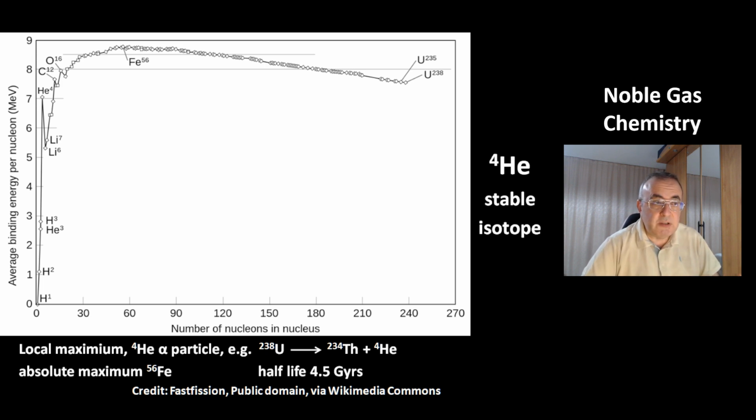The helium-4 isotope is also the alpha particle. Many radioactive isotopes emit alpha particles. For example, uranium-238 decays to thorium-234 and helium-4. Its half-life is 4.5 billion years.